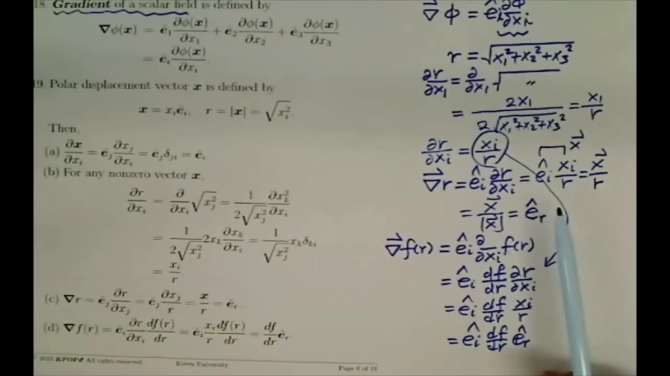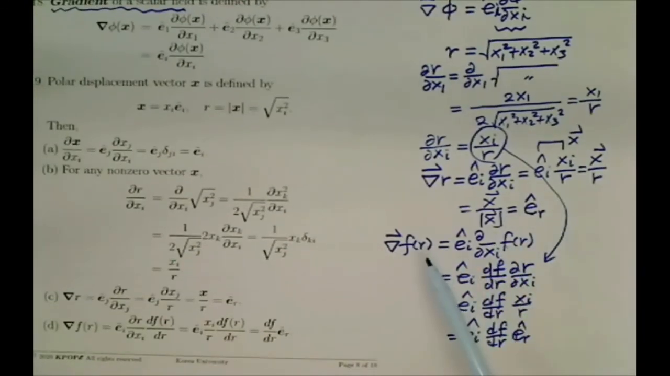In general, I can apply this method to an arbitrary function of r. Then again, I can apply the chain rule. The partial derivative with respect to xi is just the derivative of f with respect to r, times the partial derivative of r with respect to xi. That means just xi over r. If I combine these two, I obtain er hat and df over dr.